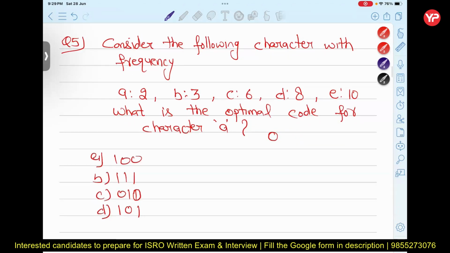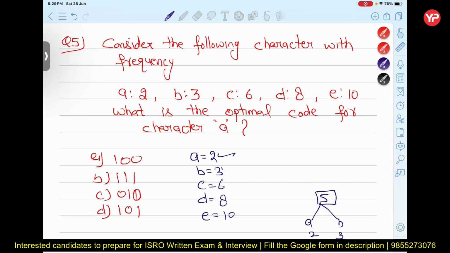Consider the following characters with their frequencies. A's frequency is 2, B's frequency is 3, C's frequency is 6, D's frequency is 8, and E's frequency is 10. And what is the code for character A? So it's a question from Huffman coding. So we need to draw the Huffman tree. So what are the first two minimum? The two minimum are A and B. 2 plus 3 is going to be 5.